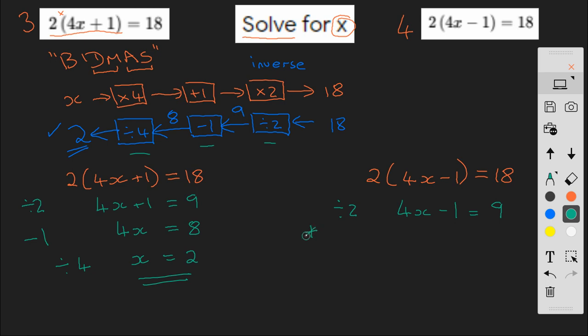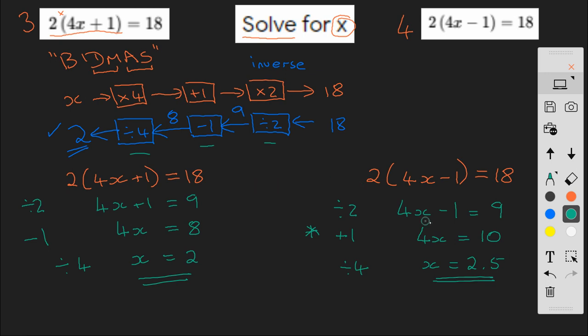Now, it's at this step here that things are going to be a little bit different, because I had a plus 1 here and I dealt with that by taking it away. I've got a minus 1 here and I'm going to deal with that by the inverse operation of subtracting, which is adding, and I'm going to add 1 to both sides. 4x is 10. If 4 of something is 10, then I'm going to find one of them by dividing by 4. x is 10 divided by 4, which is 2.5.